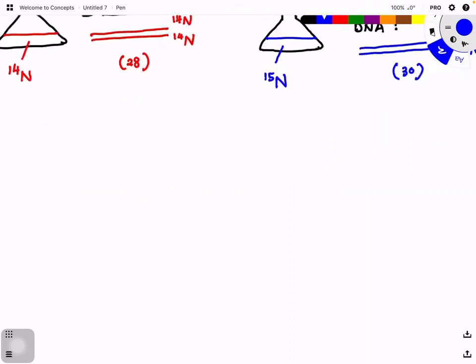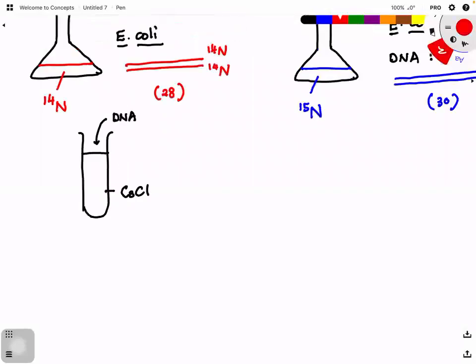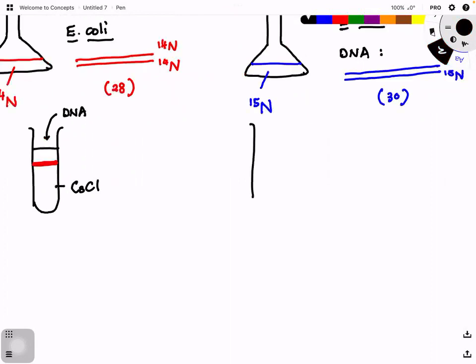So what we can do here is, if I take a sample of the DNA, in these solutions called cesium chloride solutions, so I put the DNA and I spin the DNA with a very high speed, these 28 units of DNA of 14N will appear at the top of the tube, because they are not so heavy. But if I take the DNA from this tube, the blue color, same thing, I spin it in cesium chloride at high speed, you can see that this DNA is heavier, so it will appear at the bottom of the tube when I shine it with UV. So this is how we can differentiate their DNA. This is 28 units. This one is 30 units. You get the idea?